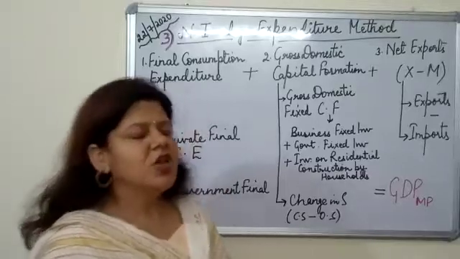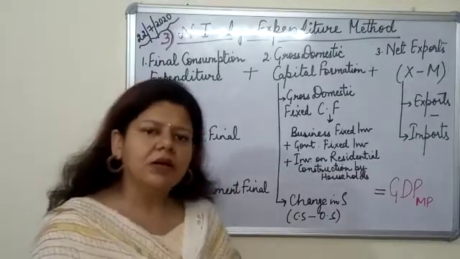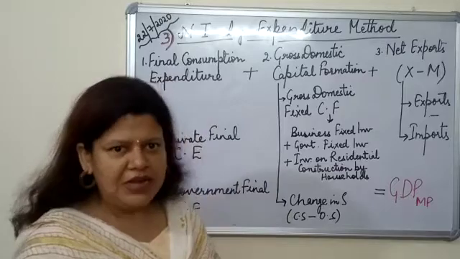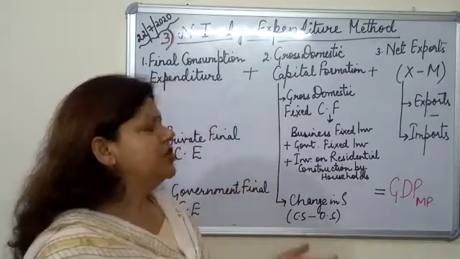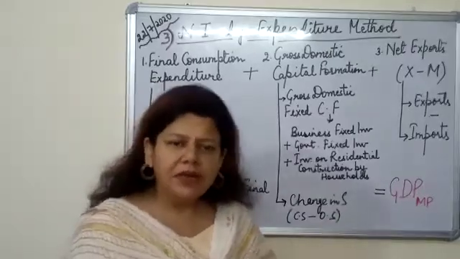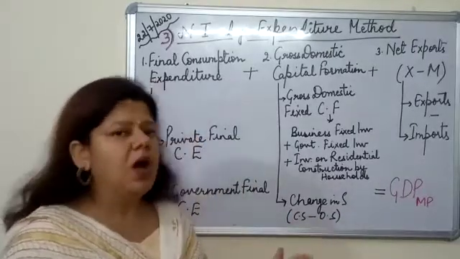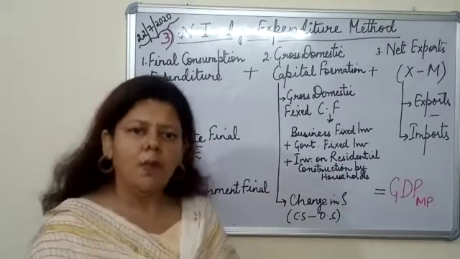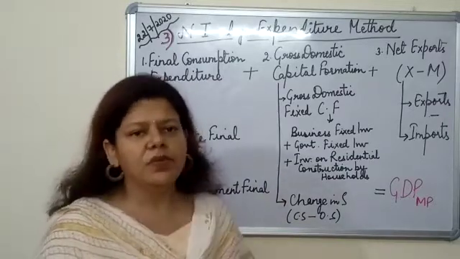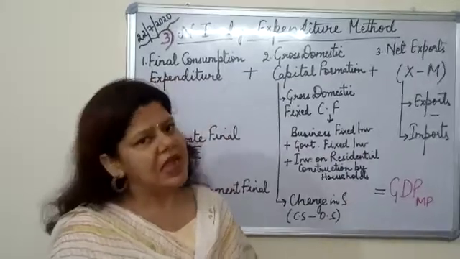Good morning, students. We will be studying the third method of calculating national income, that is, we will calculate national income by the expenditure method now. But before starting the third method, I hope you are clear with the first two methods, that is the value added or product method, and the second method, which we have already studied, the income method.